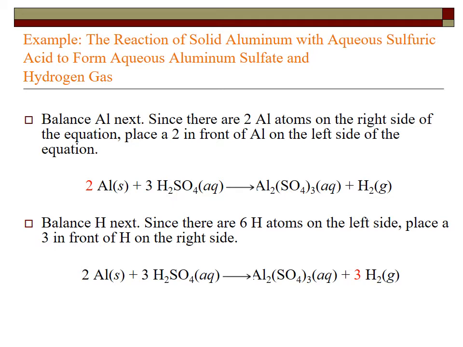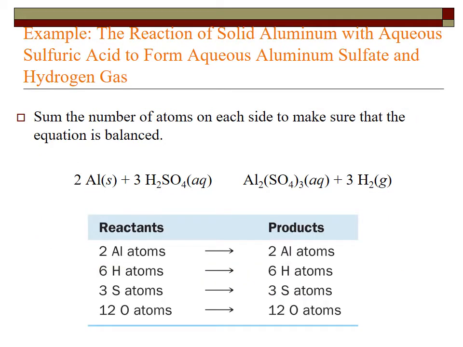The last thing is to balance the hydrogens. Since there are 6 hydrogen atoms on the left-hand side, we place a 3 in front of the hydrogen on the right-hand side. Okay, so this is our overall chemical reaction. I apologize, I don't know what happened to my arrow that went in between the 2 there. But we'll sum the numbers of atoms on each side to make sure that the equation is balanced.